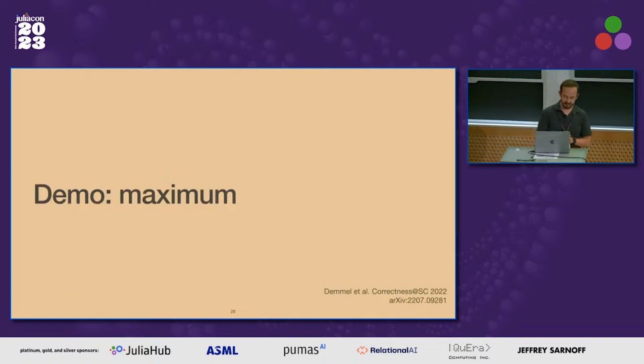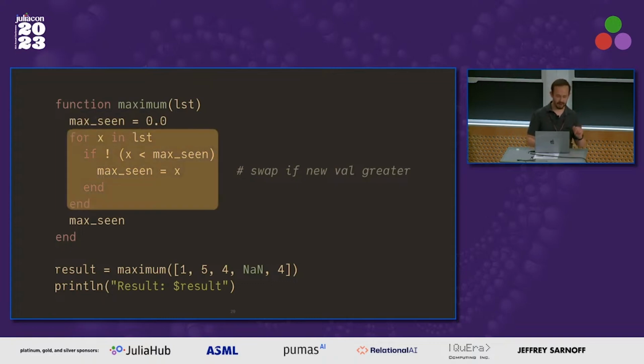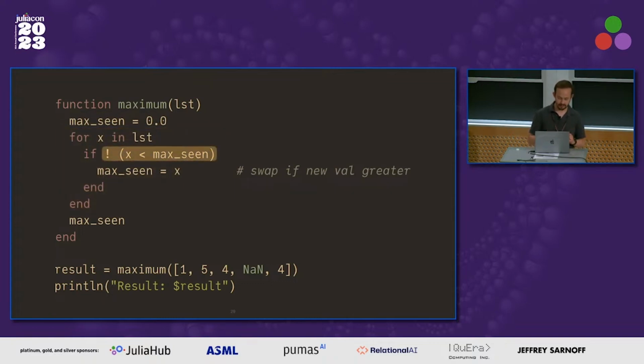Let's take a look at an example. This example was inspired by Nimble et al. at the arXiv link. Let's write a function to compute the maximum of a list. We take a list in, we keep track of the biggest seen value, and then we iterate through that list. For every value x in that list, if it is not less than the max seen value, then we swap out the max seen value for that element that we're looking at. And then we'll print out the result.